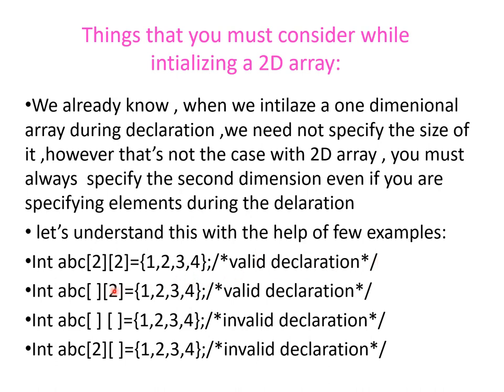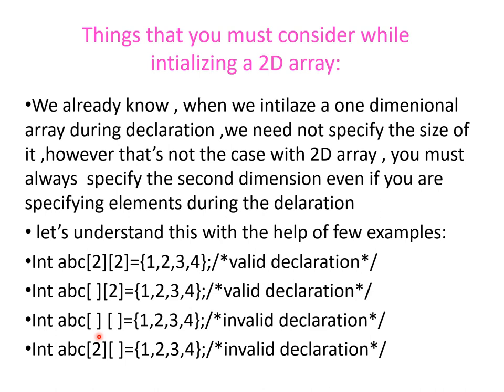Int abc, row size and column size. It means data type, array name, row size and column size. This is a valid declaration because we specified the row size and column size. It will take 2 rows and 2 columns. Int abc, we specified the 2 columns only. This is also a valid declaration. It takes 2 columns and 2 rows automatically.